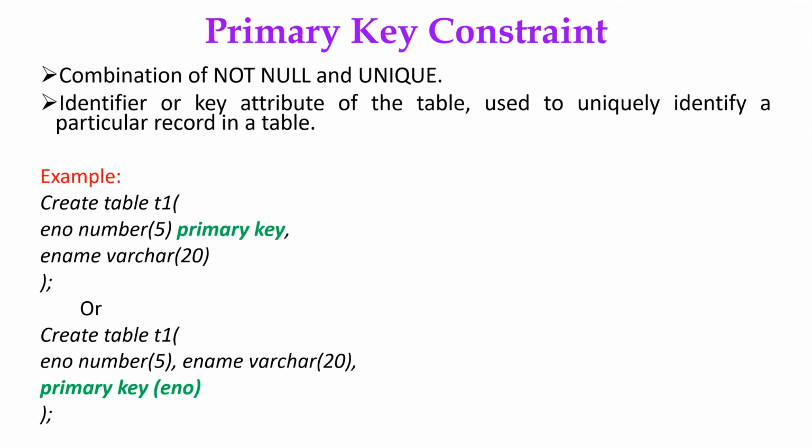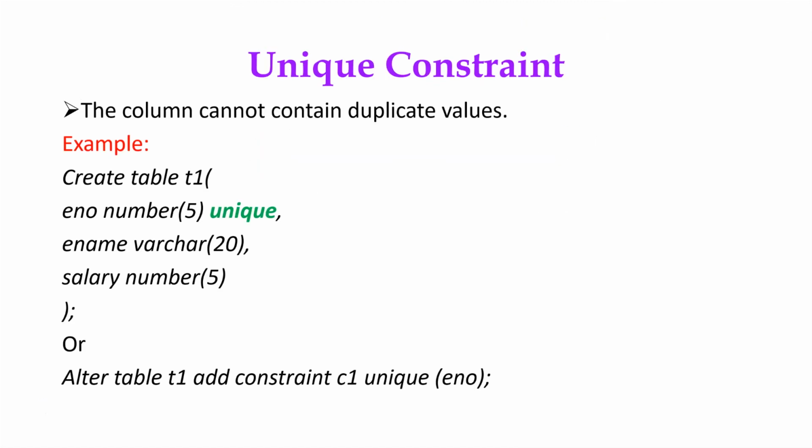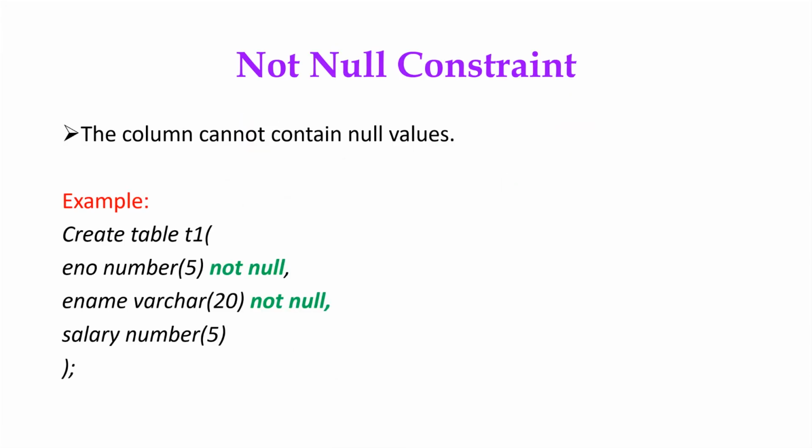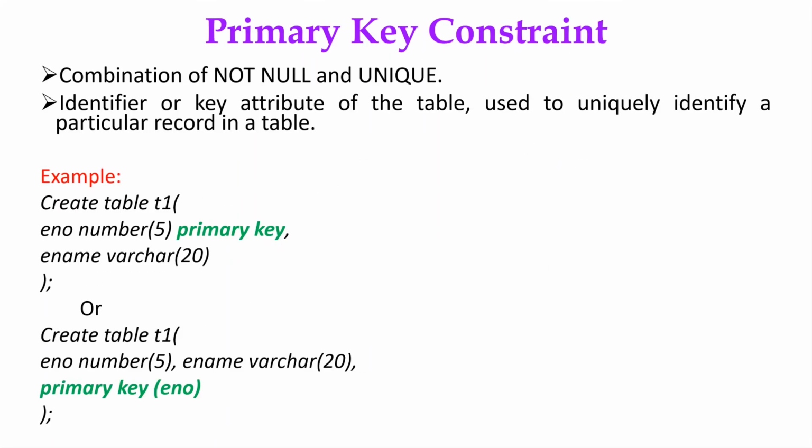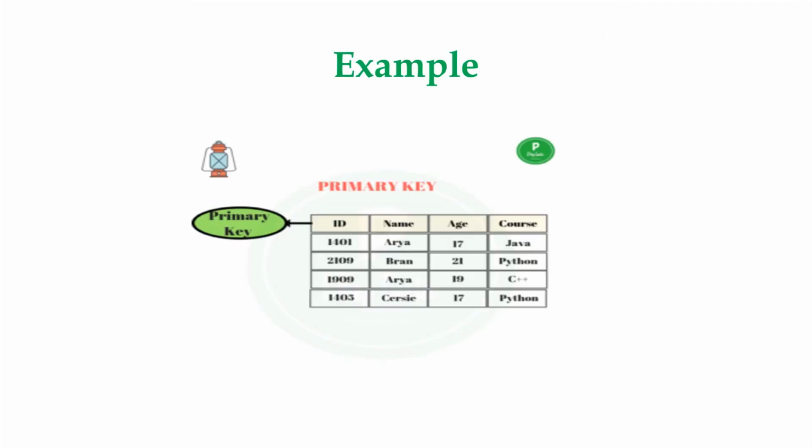Primary key constraint. Here we have seen the unique constraint and not null constraint separately. Primary key constraint is a combination of both not null and unique constraint. Whichever attribute you choose as a primary key should not contain any duplicate values and should not contain any null values. So, both constraints are applicable to your primary key attribute. Say ID, it will not contain any null value and also will not contain any duplicate values.